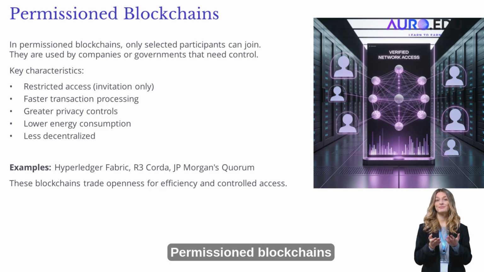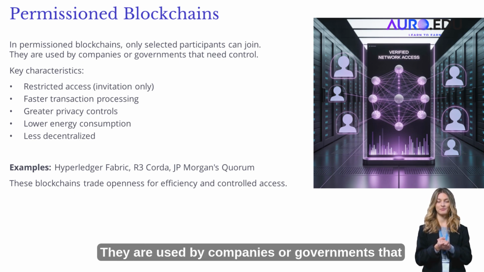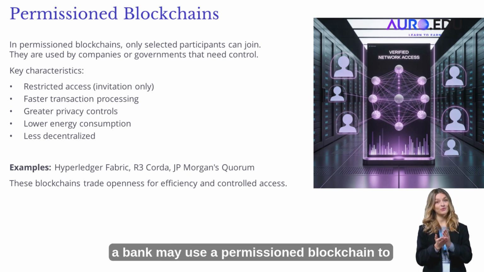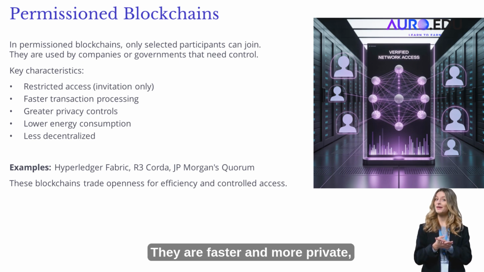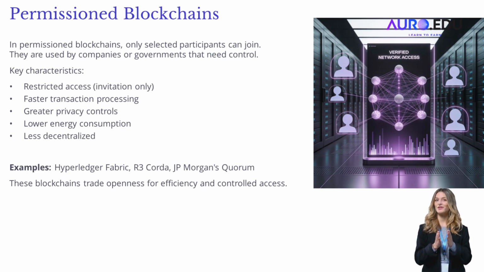Permissioned blockchains. In permissioned blockchains, only selected participants can join. They are used by companies or governments that need control. For example, a bank may use a permissioned blockchain to share data only with trusted partners. They are faster and more private, but less decentralized. These blockchains trade openness for efficiency.